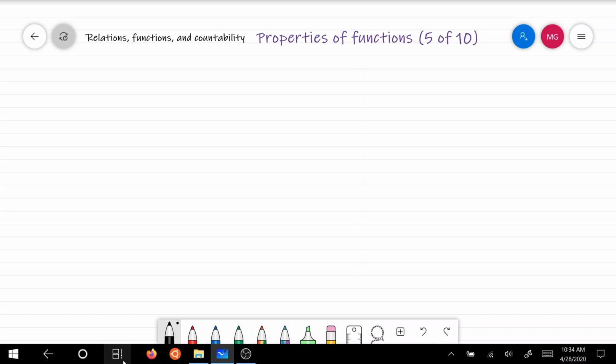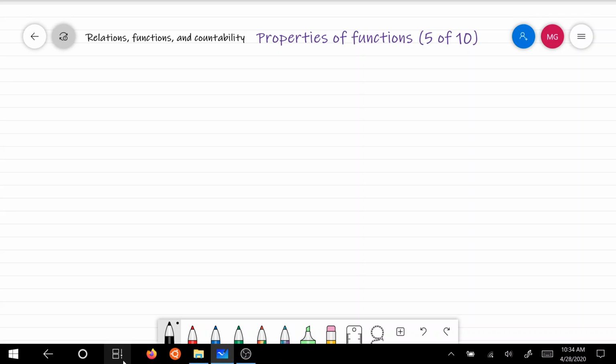In this video, we're going to talk about various properties of functions. We've talked about relations. We've talked about properties of relations. We've talked about how relations can be interpreted as functions. So now we're able to talk about some particular properties of functions. I want to talk about a couple of concrete functions in this example.